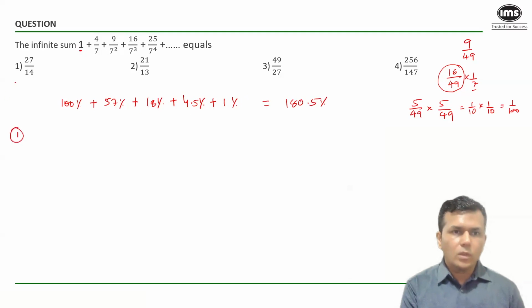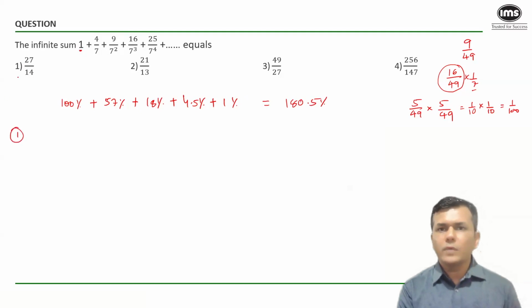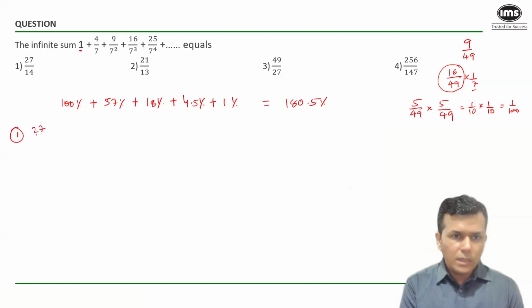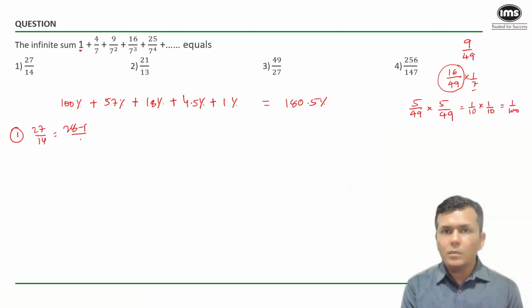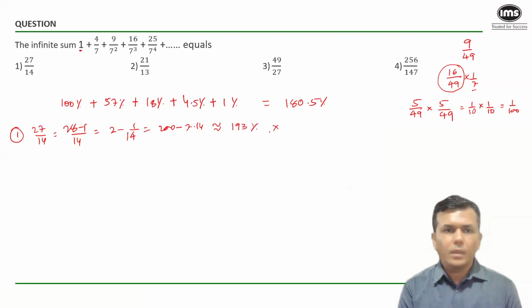Let us now check the options. So if you look at the first option, which is 27 by 14, which is very close to 200%, right? Let's have a look at that. 27 by 14. We can write it as 28 minus 1 upon 14. So it's 2 minus 1 by 14. That is 200 minus 1 by 14 is 7.14. So this is roughly 193%, and hence not the right answer.